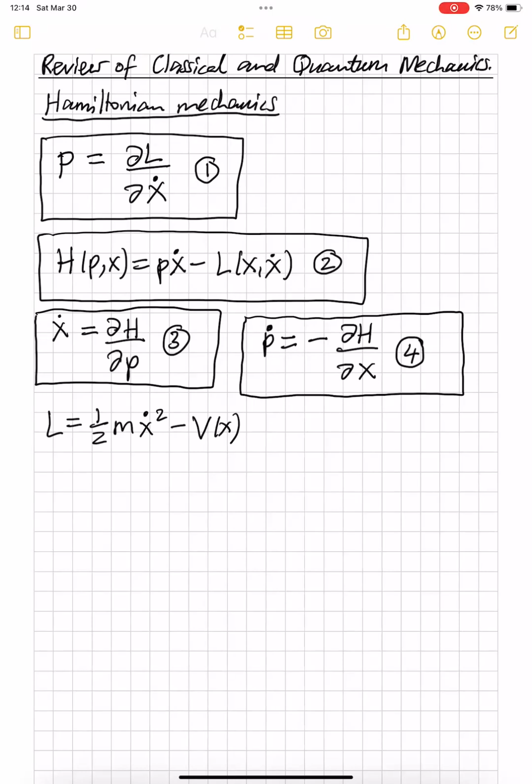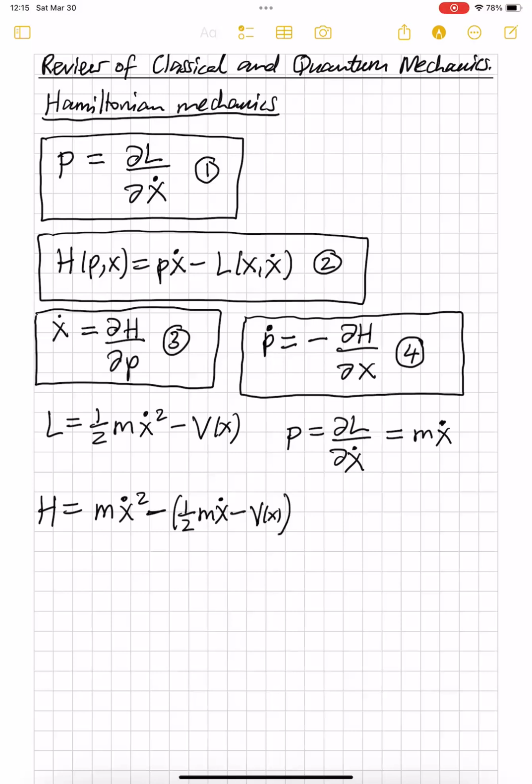Well, if I use this in equation 1, I learn that p, which is dL/dx dot, so what do I do here? Look at the first term. If I differentiate that with respect to x dot, I will just get m x dot. And the second term from the potential doesn't contribute at all. So now I know what p is. Let me use that inside equation 2. From equation 2, H should be p x dot minus the Lagrangian, so this is m x dot squared minus the Lagrangian, which is 1/2 m x dot squared minus V of x.